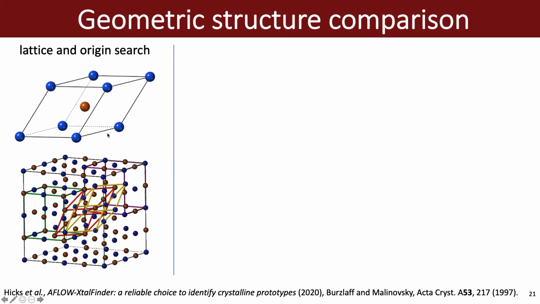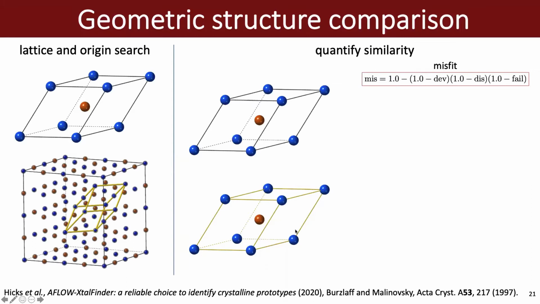And so we would do this, and we would find a potential commensurate match. And so in this case, it's the yellow lattice here. And then we need to be able to quantify how similar these structures actually are in this representation. And so here we borrowed inspiration from Bertzlav and Malinowski, who came up with this metric in 1997. And it's called the misfit quantity. And it's based on 3 aspects of the crystal.